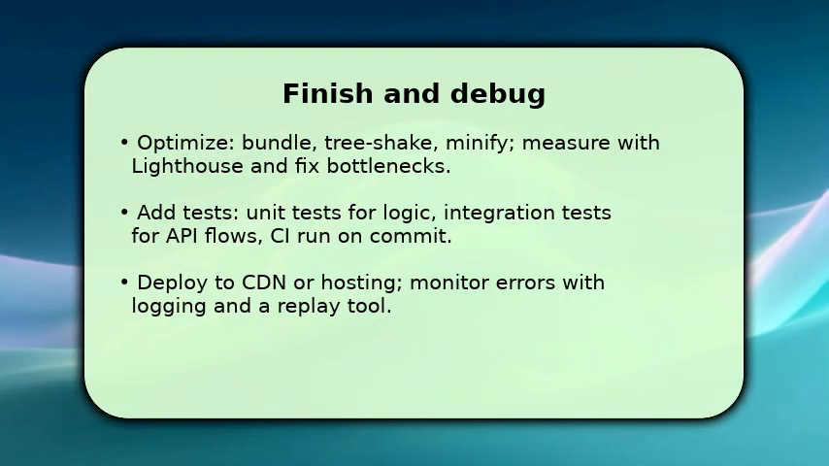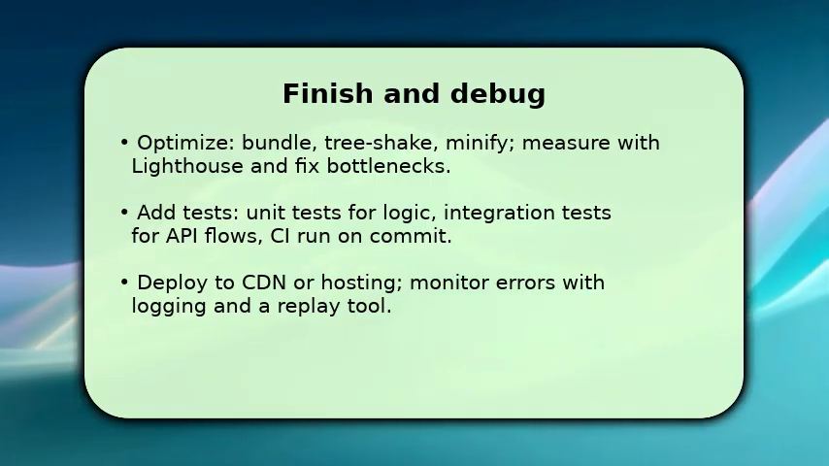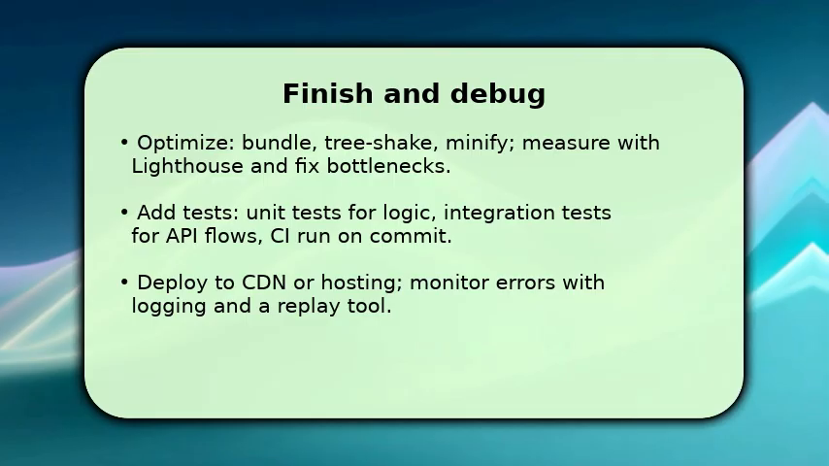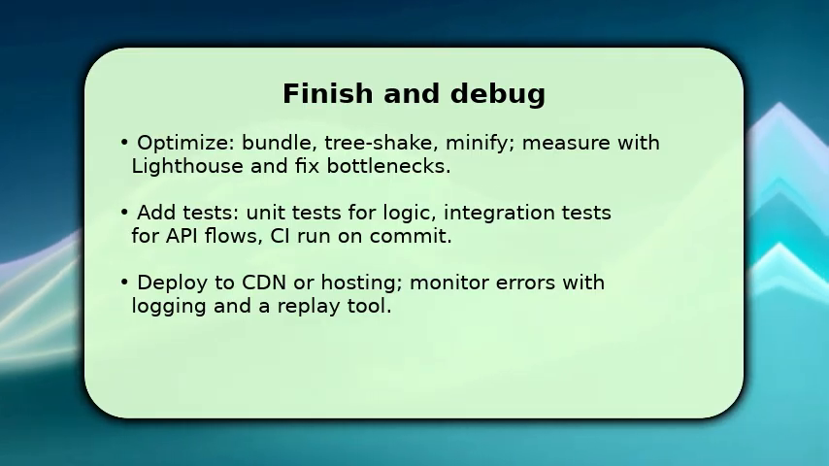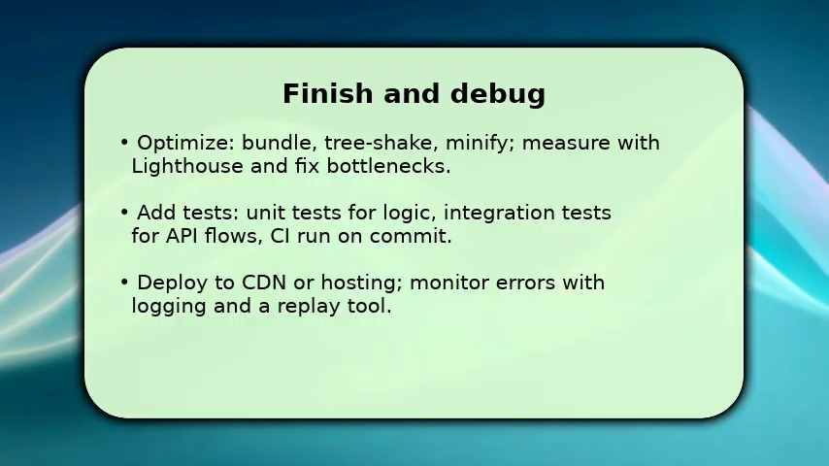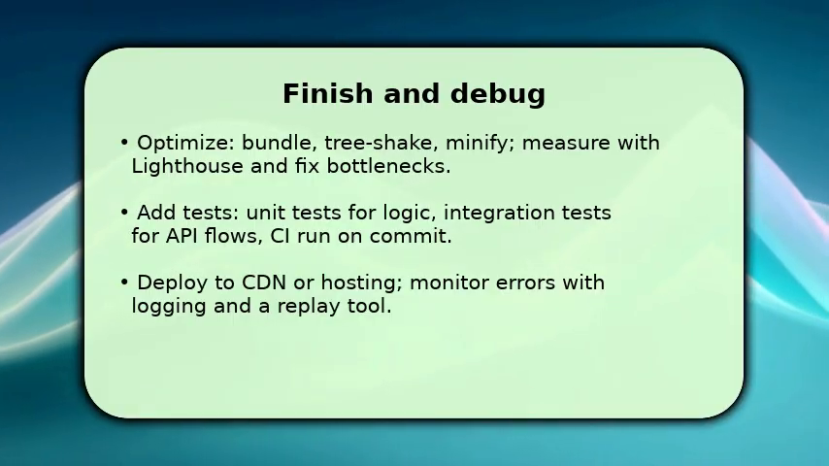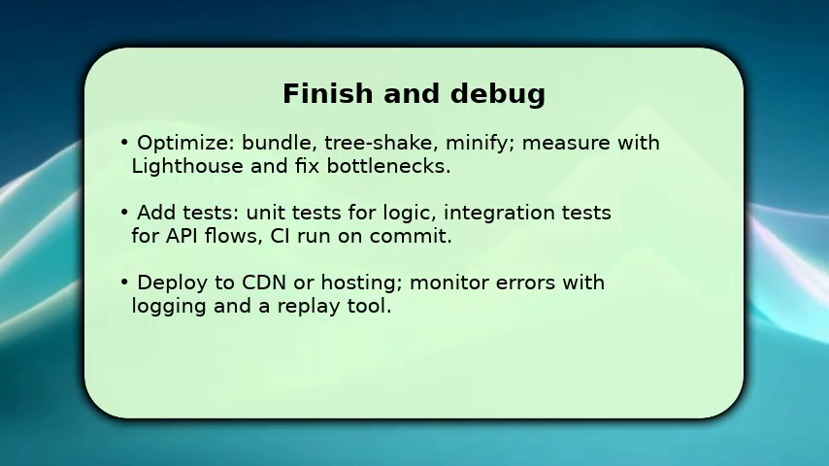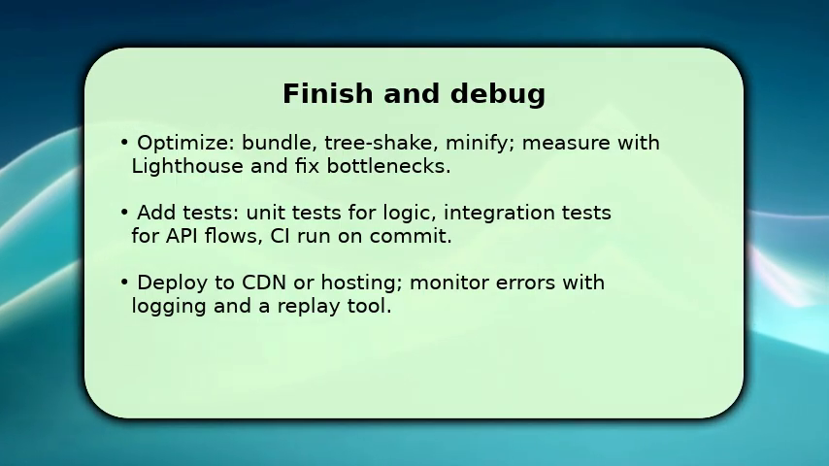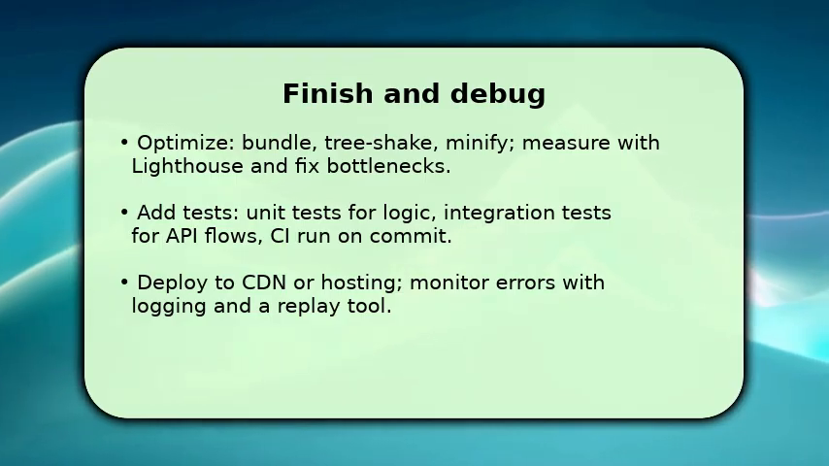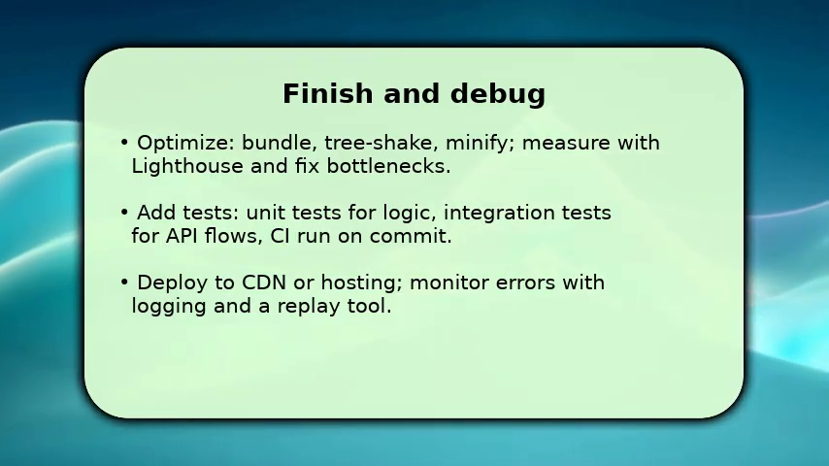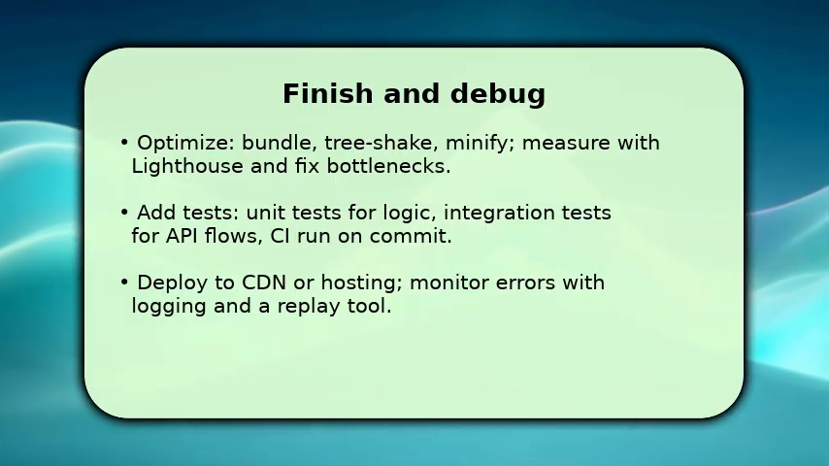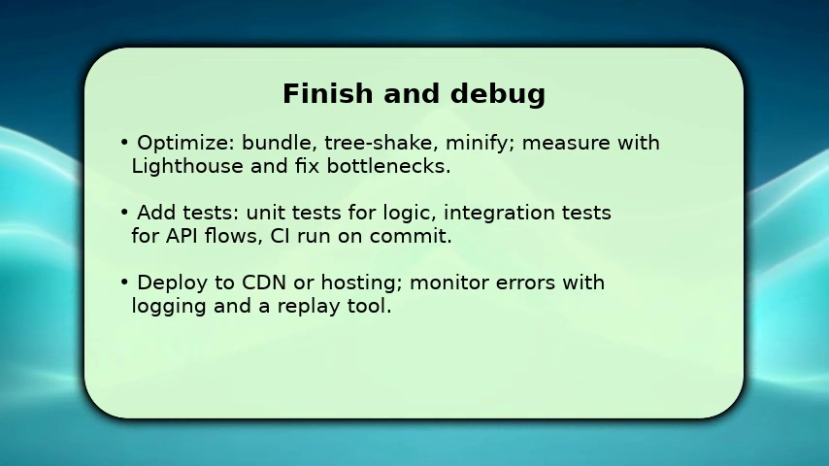To finish, optimize and harden what you built. Bundle and minify assets, run Lighthouse and address performance hotspots. Add unit and integration tests so you can change code without regressions, and configure continuous integration to run them on every commit. Deploy to a CDN or static host and enable logging and error monitoring so you can spot issues in production. If something goes wrong, a key tip: reproduce locally with the same data and DevTools console, then trace the failing promise or DOM update to fix the root cause.